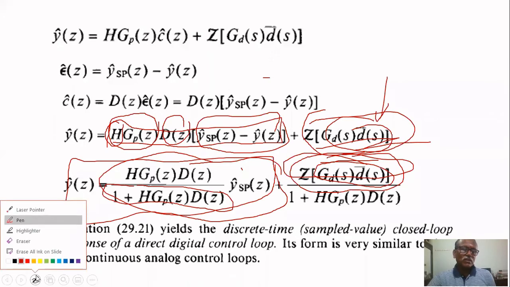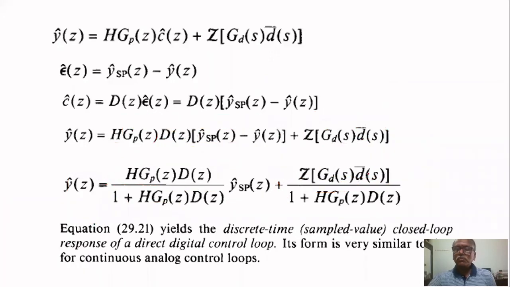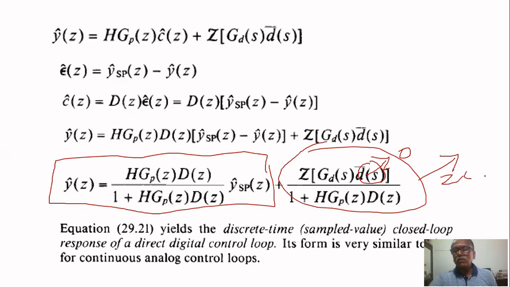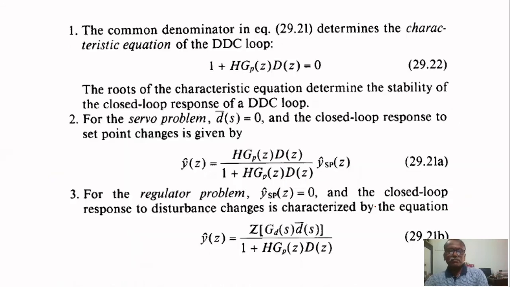Otherwise, if you assume D(s) equal to 0, then it is very much possible to find the response of this. If D(s) equal to 0, there is no input. That's why this entire part becomes 0, and you can find this. Otherwise, you must know D(s), then only can we find the output of this system.